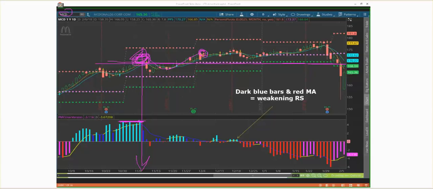Then, as the price even continued to move higher, the relative strength was weakening. This did not tell you, and this is an important observation, to go short. In fact, this is a buy signal. You have a buy signal in a weakening relative strength market. What it tells you is that the market is vulnerable for a decline.